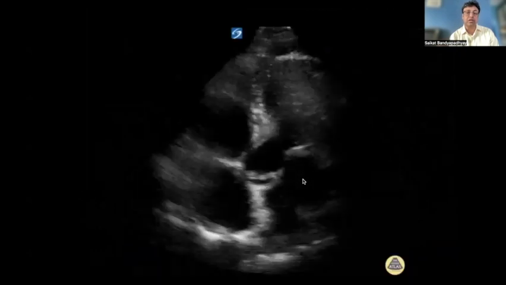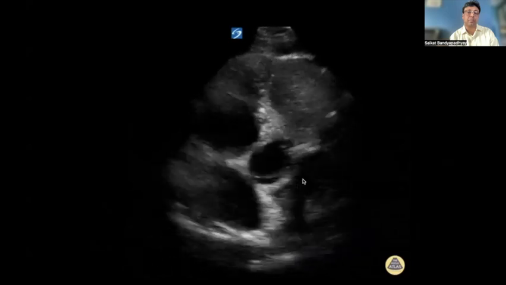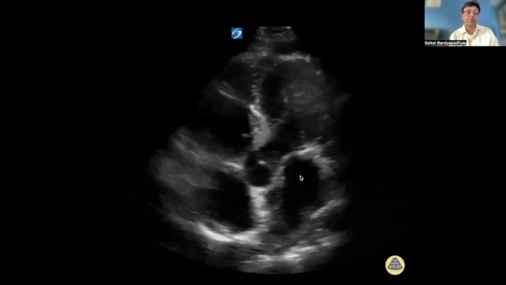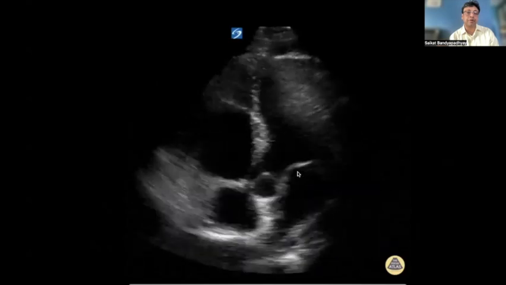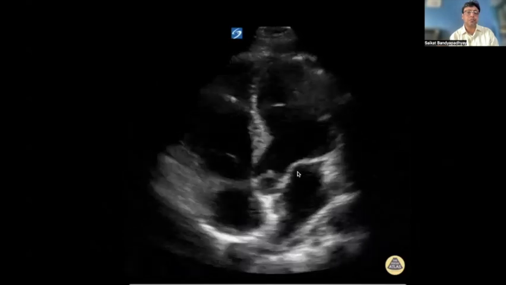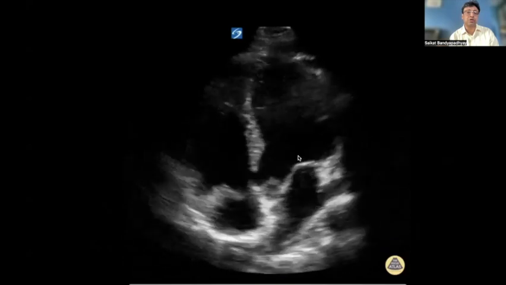Now, next is a very important view. This is a five chamber view of the heart from the apical five chamber view. So this is obtained from the four chamber. You're just tilting the phased array probe towards the chin to open up the LVOT.